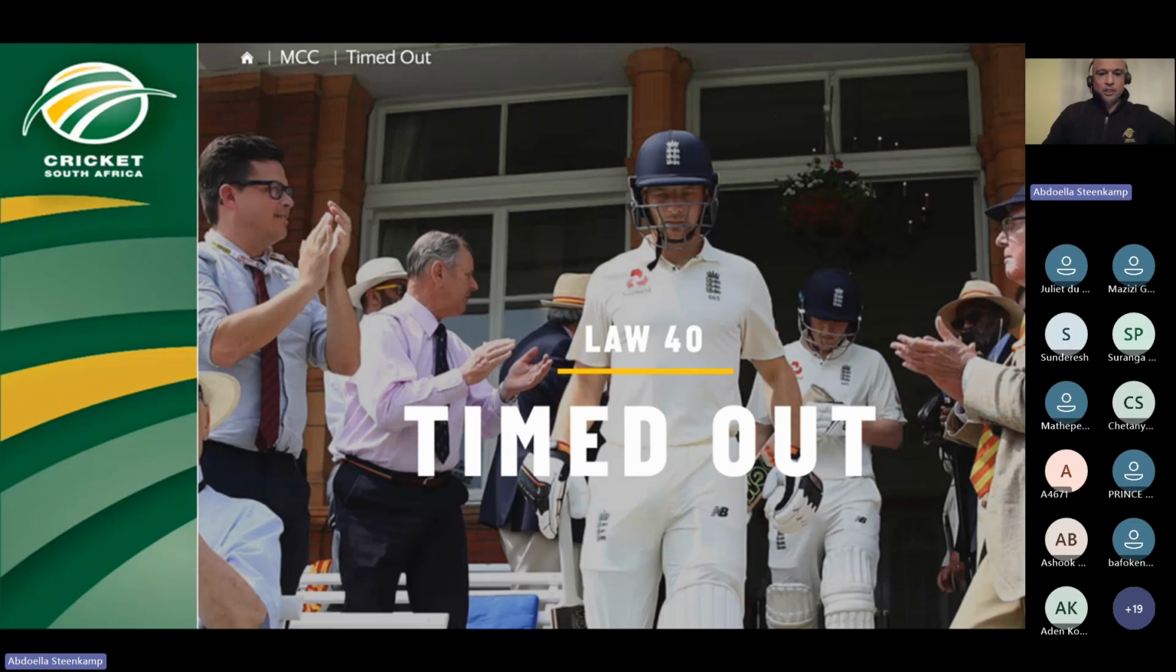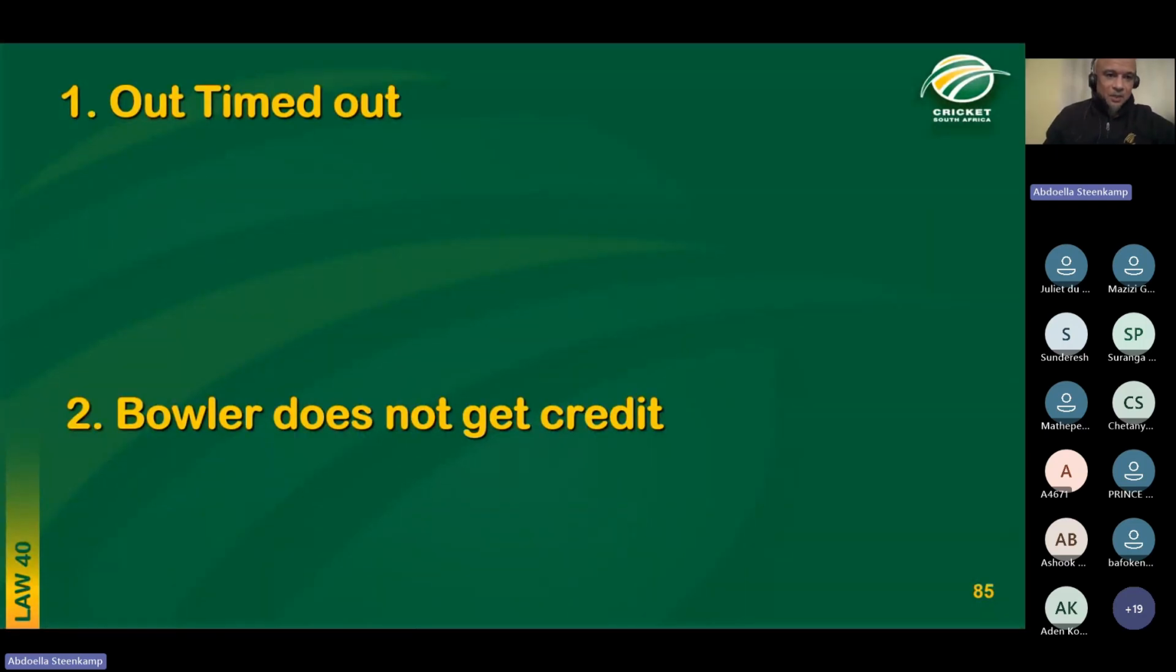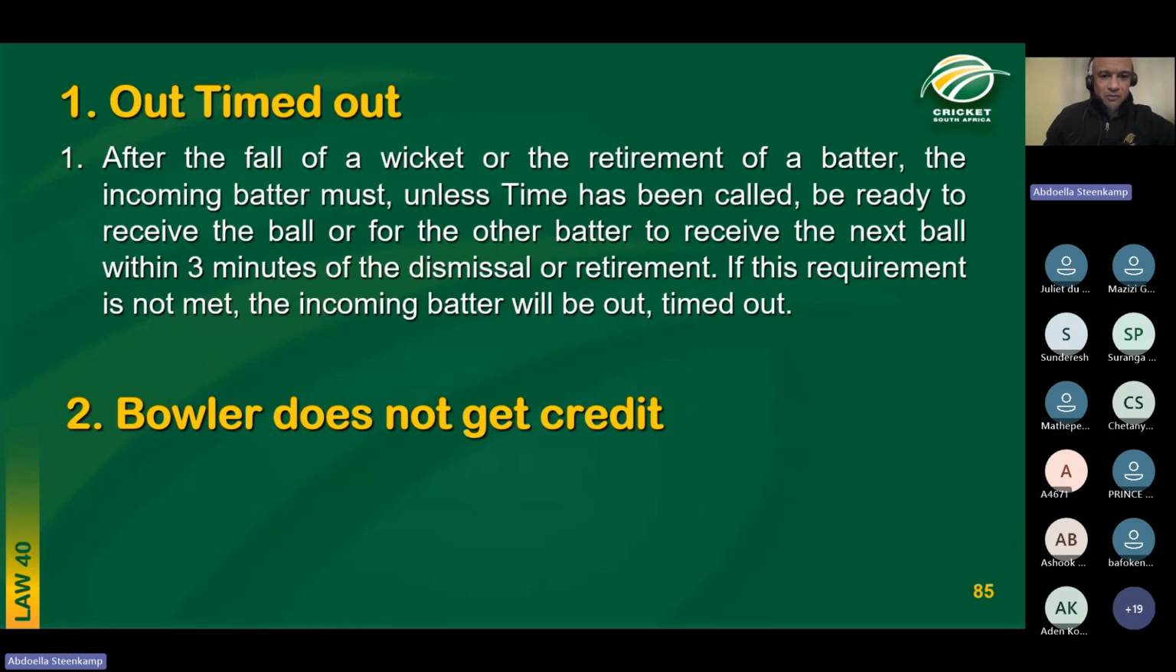And the last law that I'm covering is the timeout law. So after the fall of a wicket or the retirement of the batter, the incoming batter, unless time has been called, needs to be ready to receive the ball within 3 minutes of the dismissal or retirement. Within 3 minutes. And if this requirement is not met and on appeal, the incoming batter is to be given out, timed out.